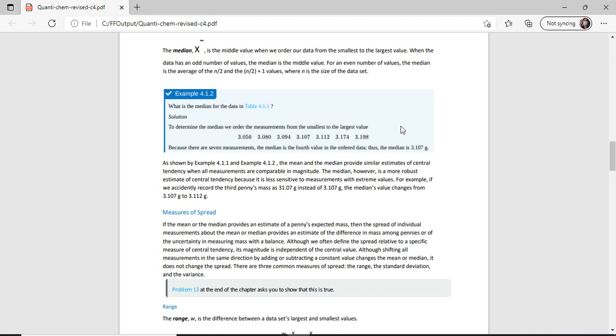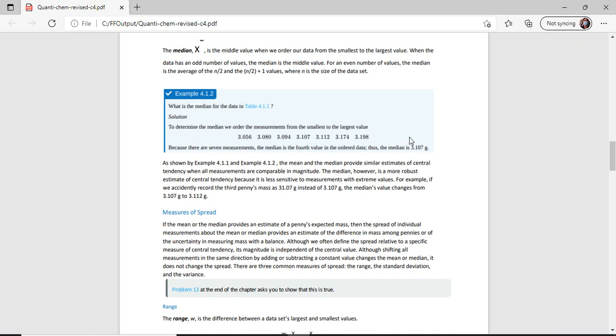Solution. The first rule is to arrange them from lowest to highest. So you have the lowest value of 3.056, next 3.080, 3.094, 3.107, 3.112, 3.174, and 3.198. Because we count them, this is 7 data points. Therefore, it is an odd number of data.